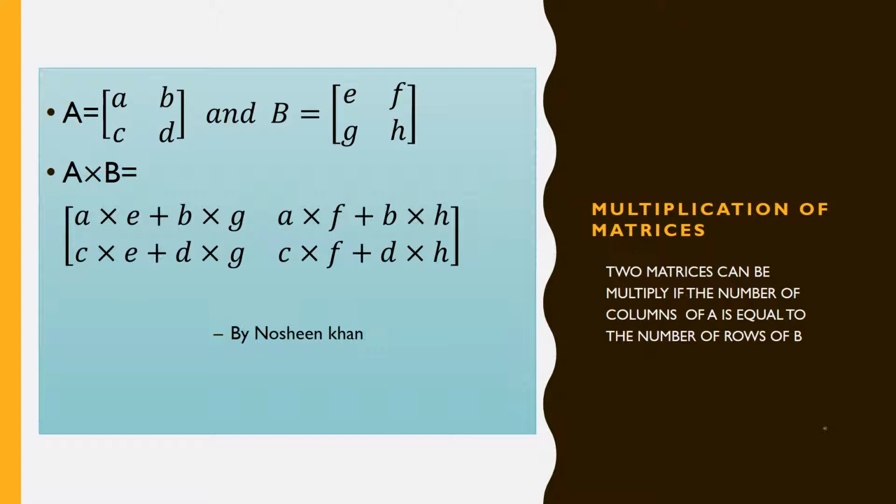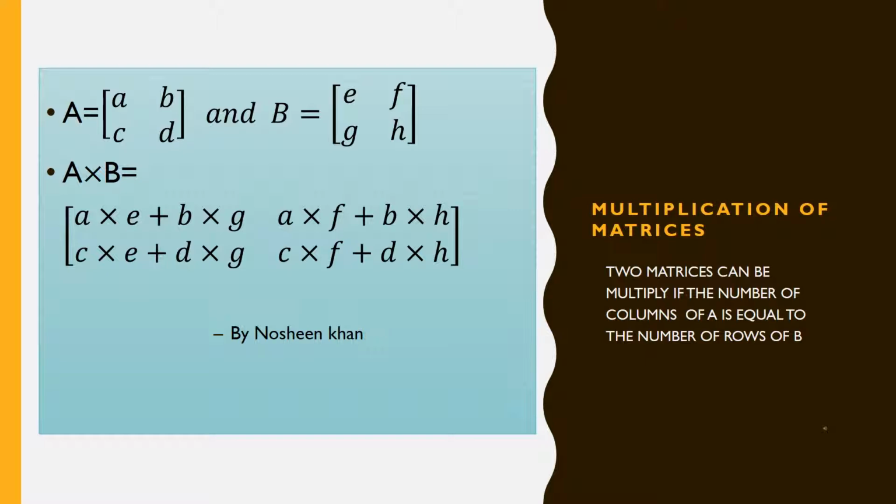The method is: the first row of the matrix A will be multiplied to the first column of the matrix B. Then the second row of the matrix A will be multiplied with the first column of matrix B. Similarly, the first row of the matrix A will be multiplied to the second column of the matrix B, and the second row of the matrix A will be multiplied to the second column of the matrix B.